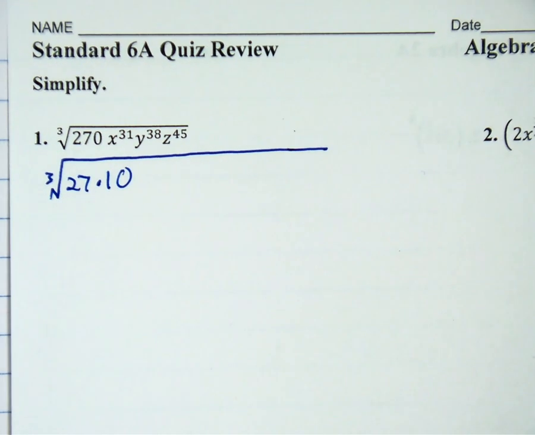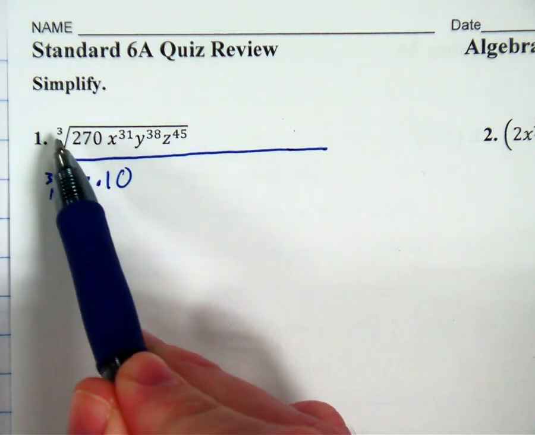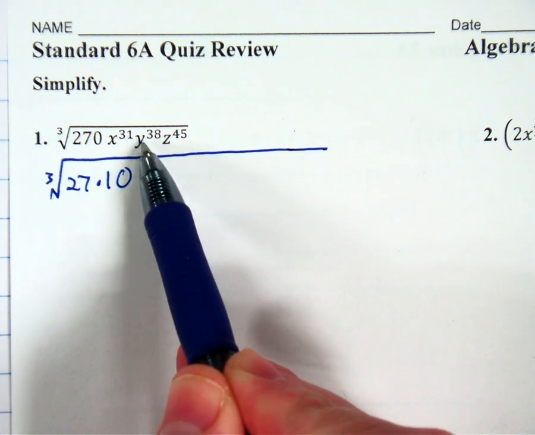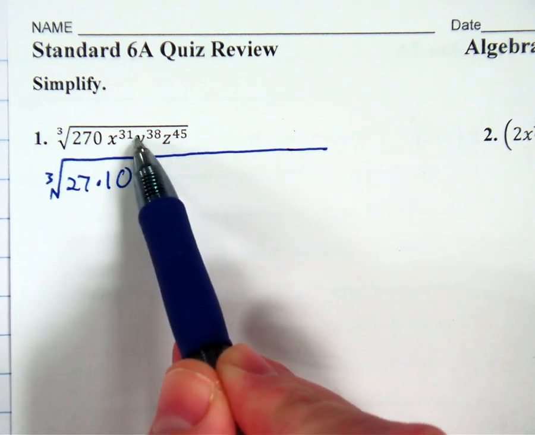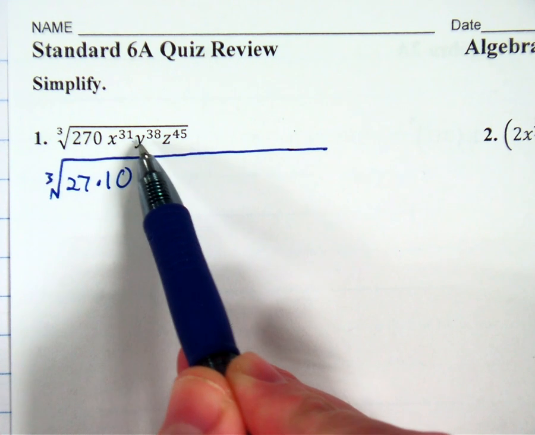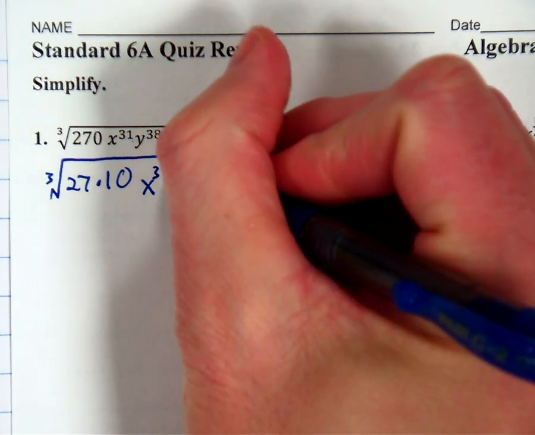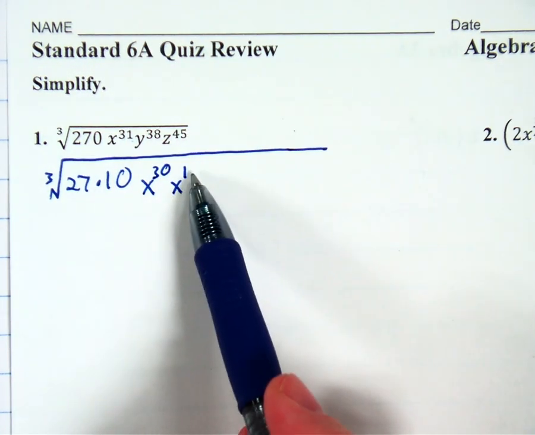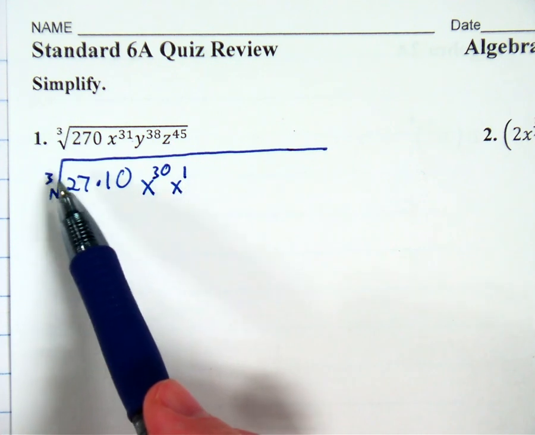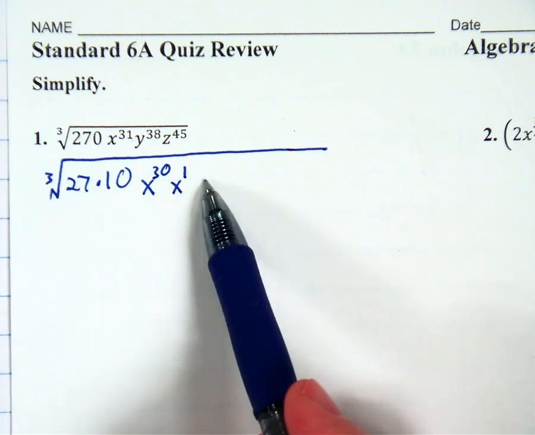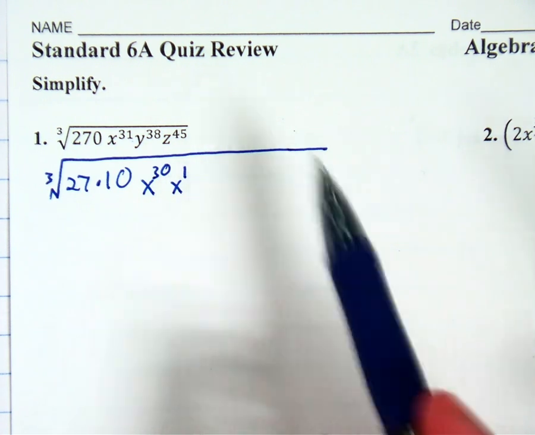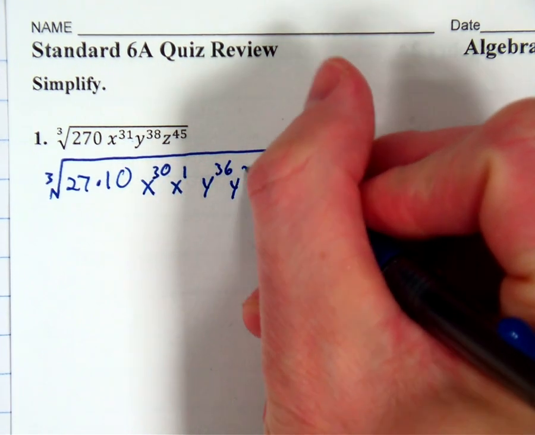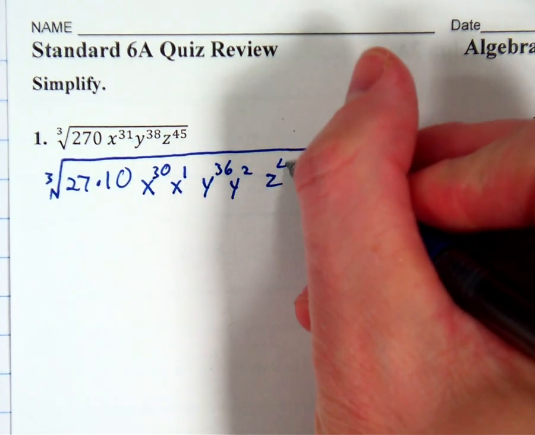Okay, x to the 31st. Remember, we're dividing powers by roots. 31 does not divide nicely by 3. So we're going to go with the next power that does, that's under 31. So we're going to go down to x to the 30th, and then have a leftover x to the 1. Just a little hint, your leftover number should be smaller than the root number. If it's bigger than the root number, that means you could have done a different combination. Alright, y to the 38, we're going to go 36 and 2, and z to the 45 should work nicely.